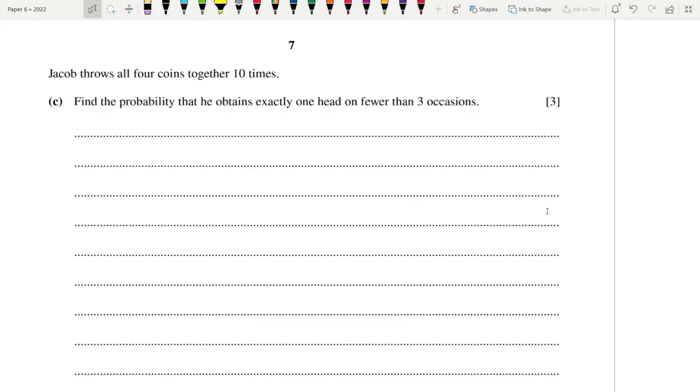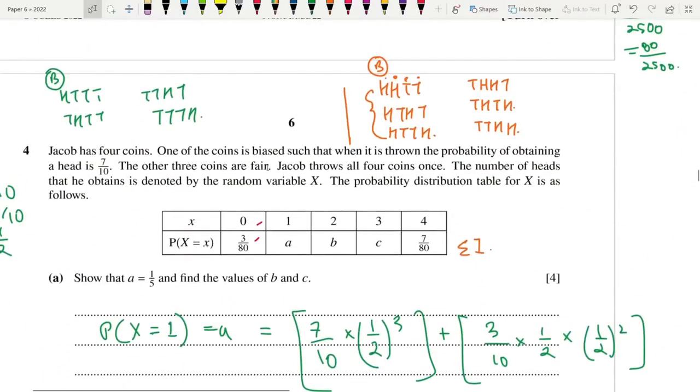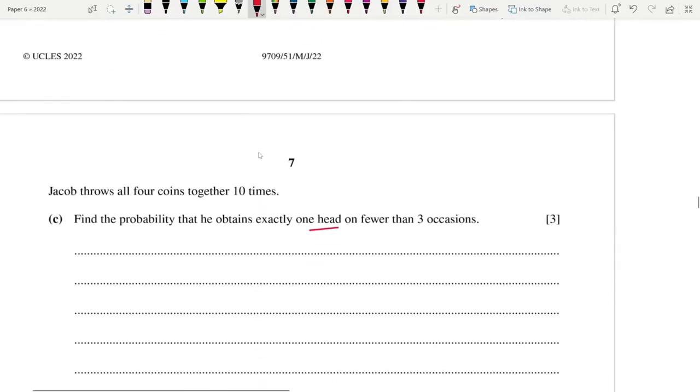Find the probability that he obtains exactly 1 head on fewer than 3 occasions. So this is basically a binomial distribution where success is getting 1 head. So getting 1 head is basically A, which has a probability of 1 by 5, okay? So here success is getting 1 head. So let's write down the distribution.